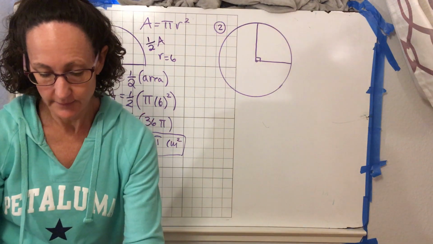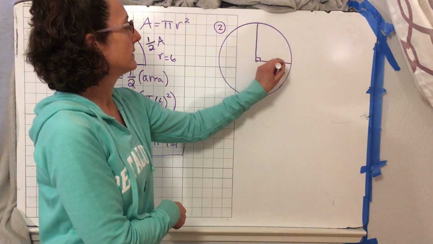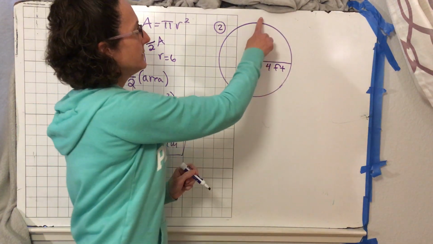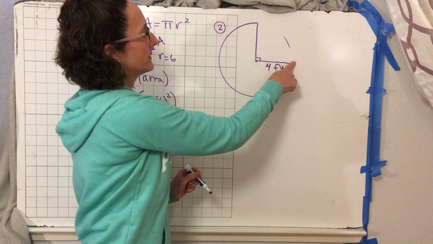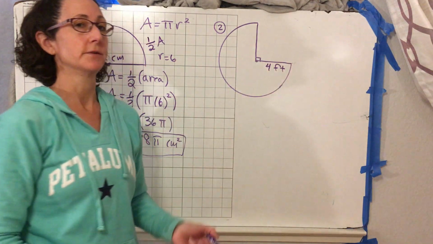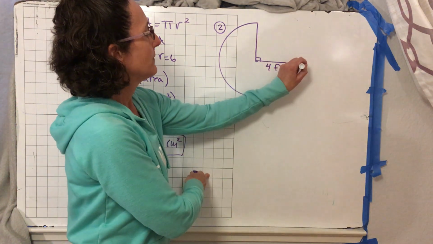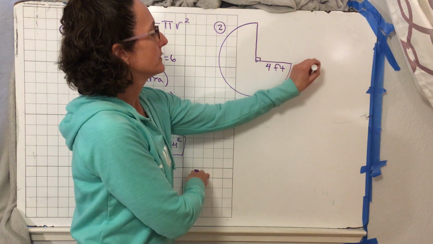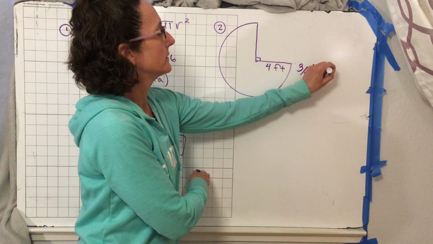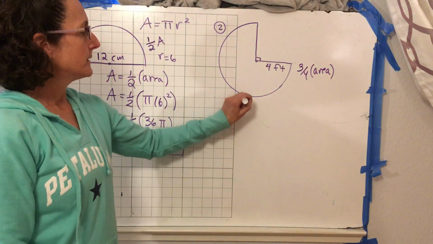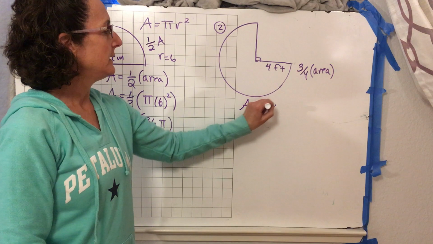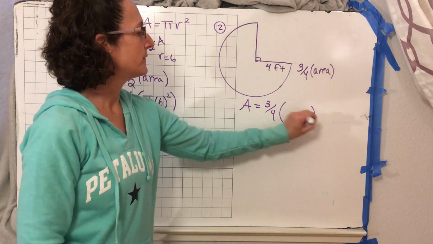All right, over here, this is a full circle, okay? This one has a radius of 4 feet. And I'm just gonna delete this part. So it was a full circle, but now it's 3/4 of a circle. So I want 3/4 of the area of the whole circle, okay? So we want 3/4 of the full area.